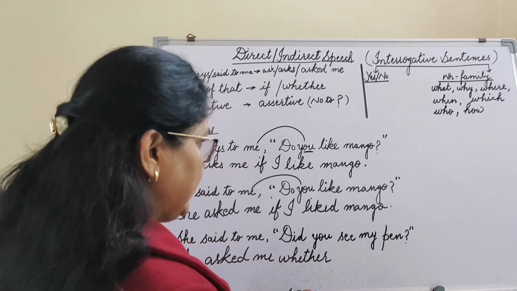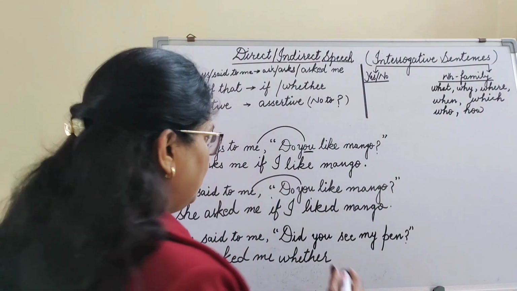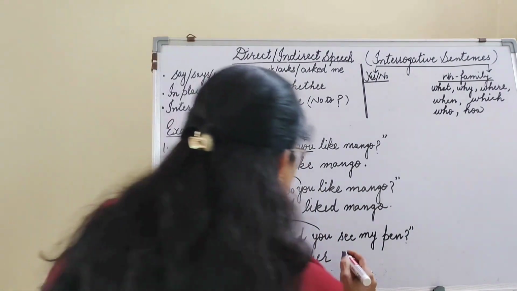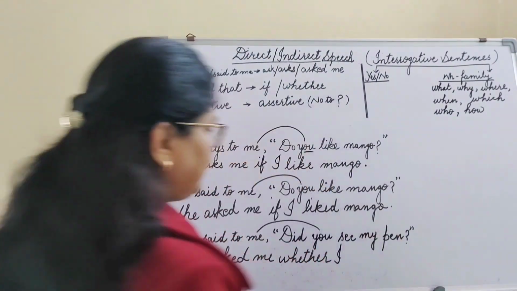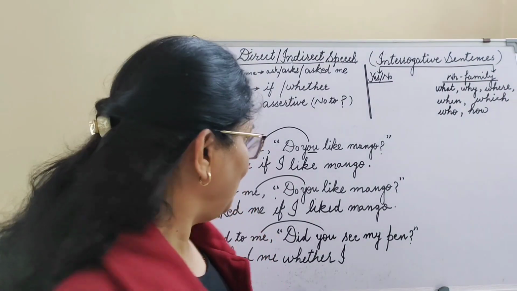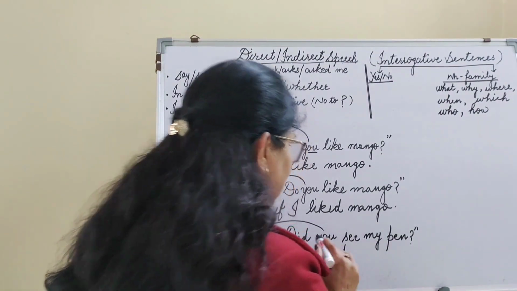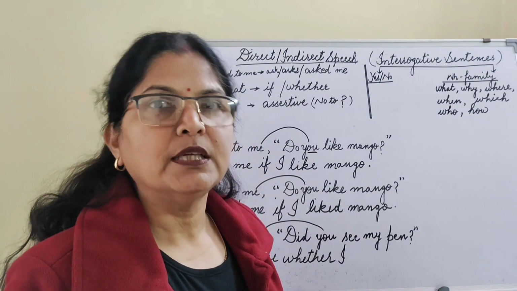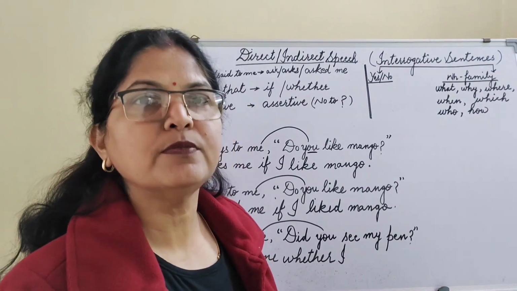Now you see subject and then verb. Okay. So what is subject? You will change according to again me. So it will become whether I. Now you have to understand which tense it is. Did you see my pen? Did you see my pen? This is an interrogative sentence of simple past tense.